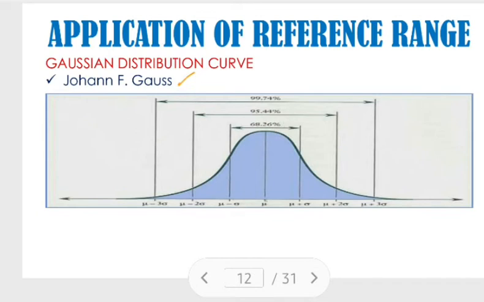So for a normal distribution, if this is our mean, 68.26% or 68% of the observations are within plus or minus 1 SD, and 95.44% are within plus or minus 2 SD from the mean, and 99.74% are within plus or minus 3 SD.